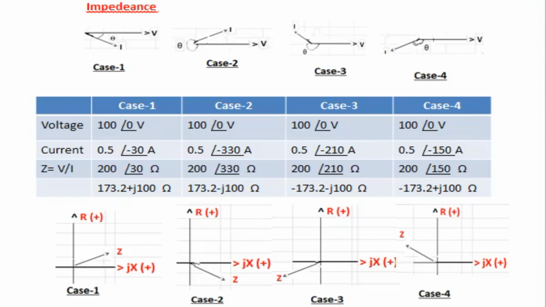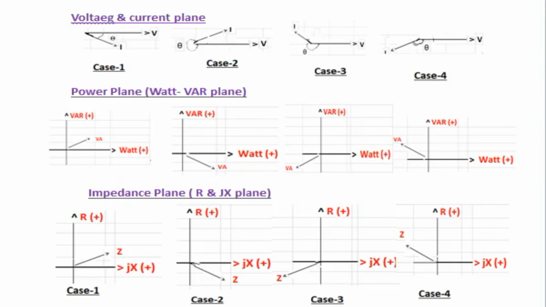Now you see combinedly the watt-var plane and the impedance plane. The impedance plane is not important now, but you can compare it, V by I is equal to impedance. See, the first case is current lagging by theta, that is an inductive load.